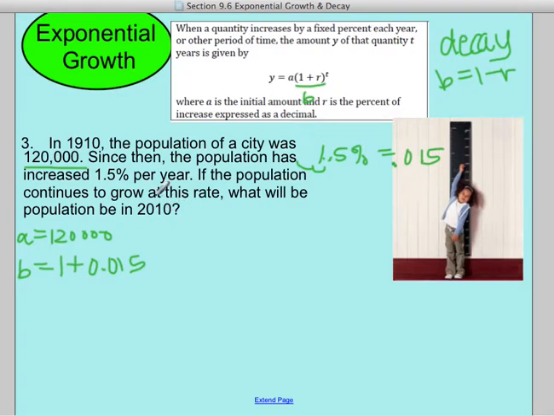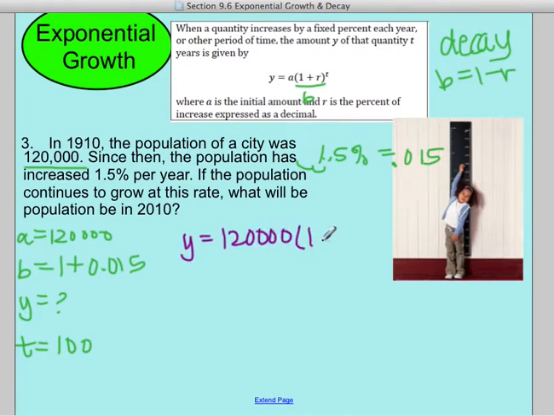and if the population continues to grow at this rate, what will the population be in 2010? Okay, well now in this case, I don't know my final amount, so I don't know what y is, but I do know what t is. It's the number of years since 1910. So from 1910 to 2010, it is 100 years. Okay, so that's what I would have for t. So now I would write my equation. We don't know y, so y is equal to my a value.